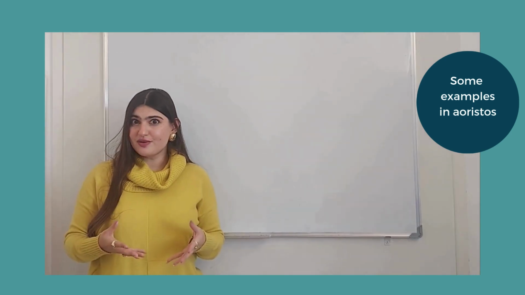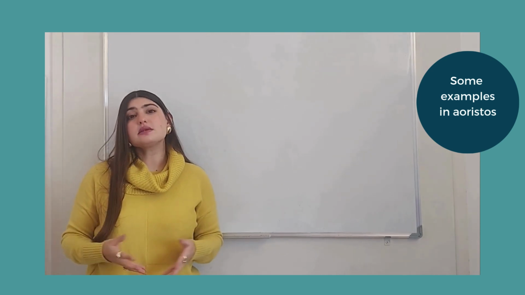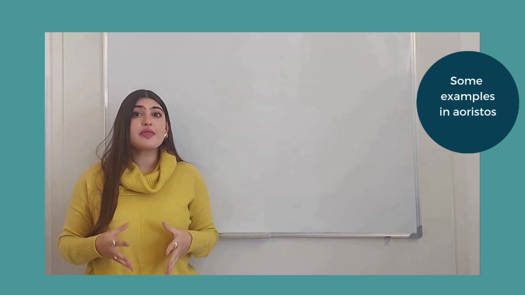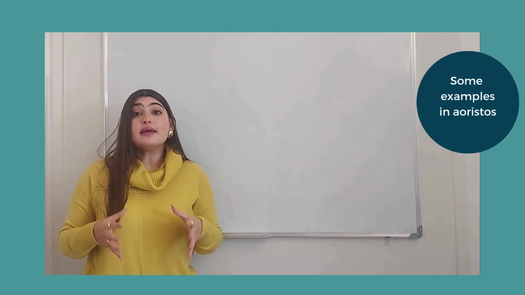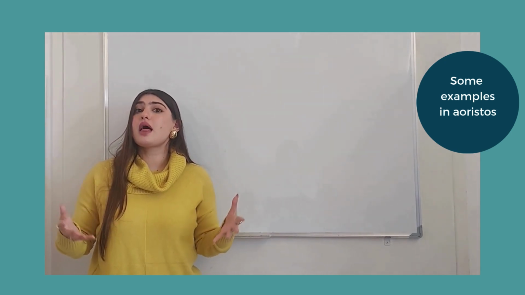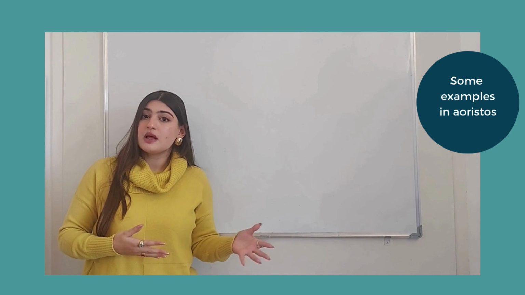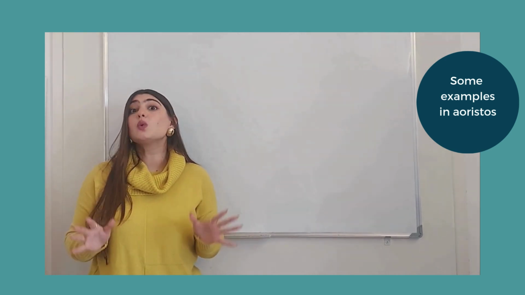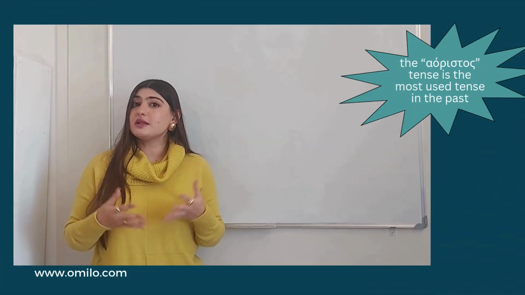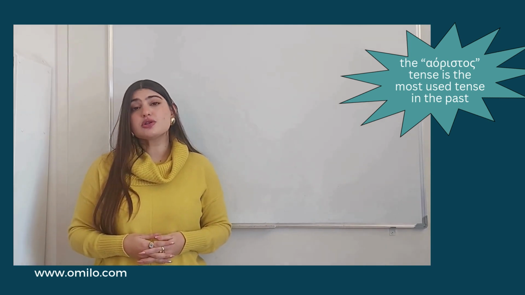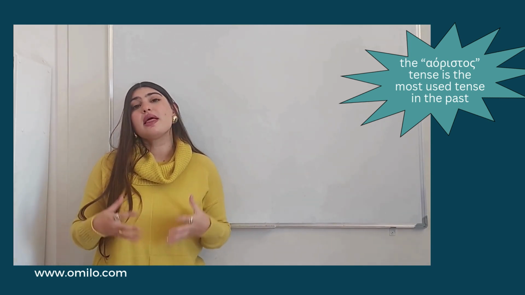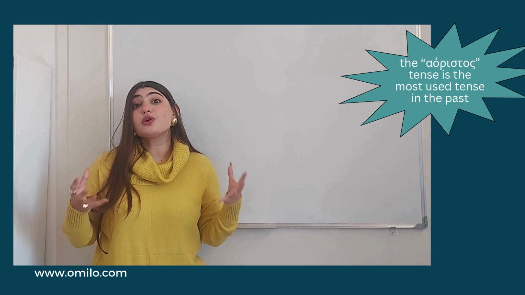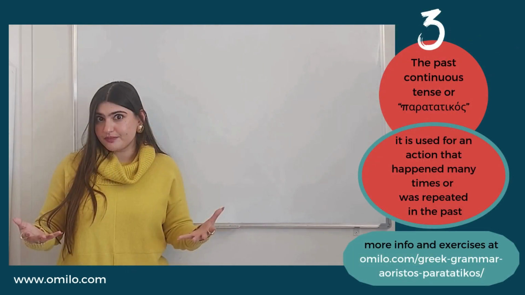For your info, this Aoristos tense is used most of the time when you want to say something in the past. So, even if you don't know any other past tenses, this is the most important tense to learn and every Greek will understand you. As we said before, Aoristos is used to mention things that happened only once and they were not repeated often.